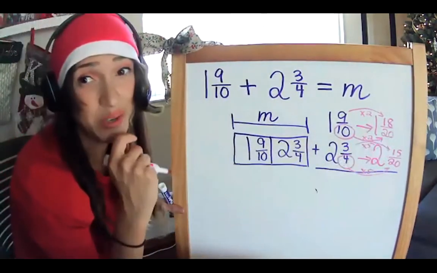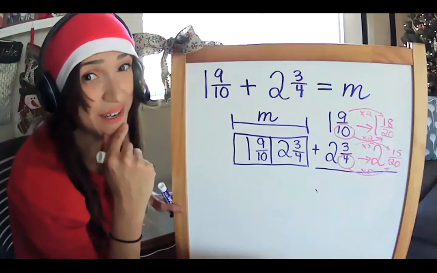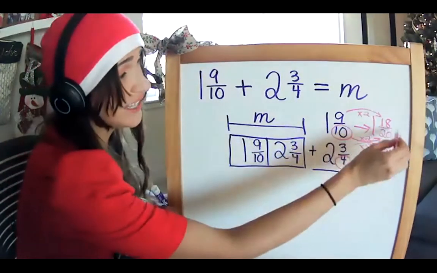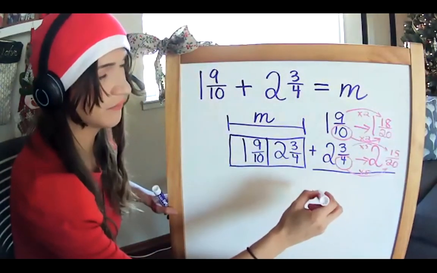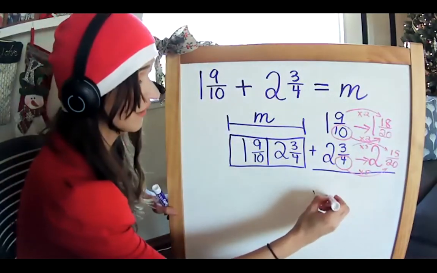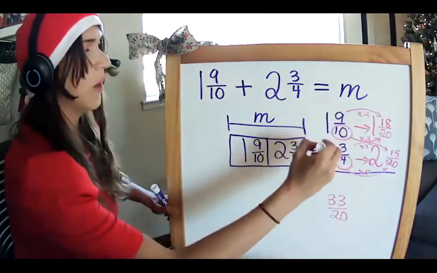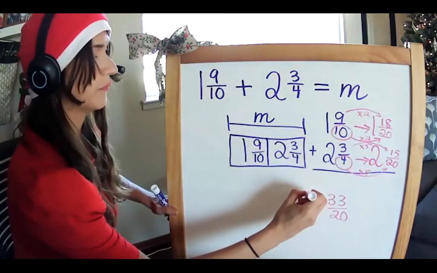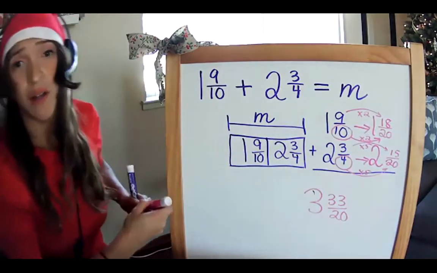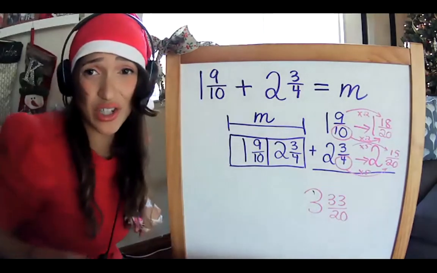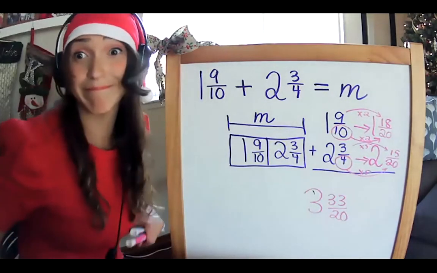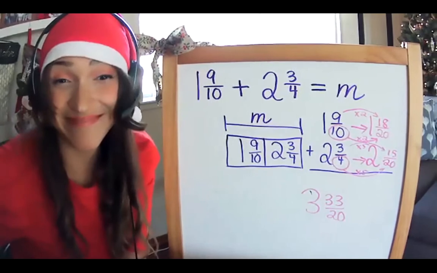Oh, I hope you may see a little dilemma here in a minute. 18 plus 15 is what? 33. 33 over 20. And 1 plus 2 is 3. But you can simplify it. Fifth graders, 1 plus 2, improper. Improper. Okay.